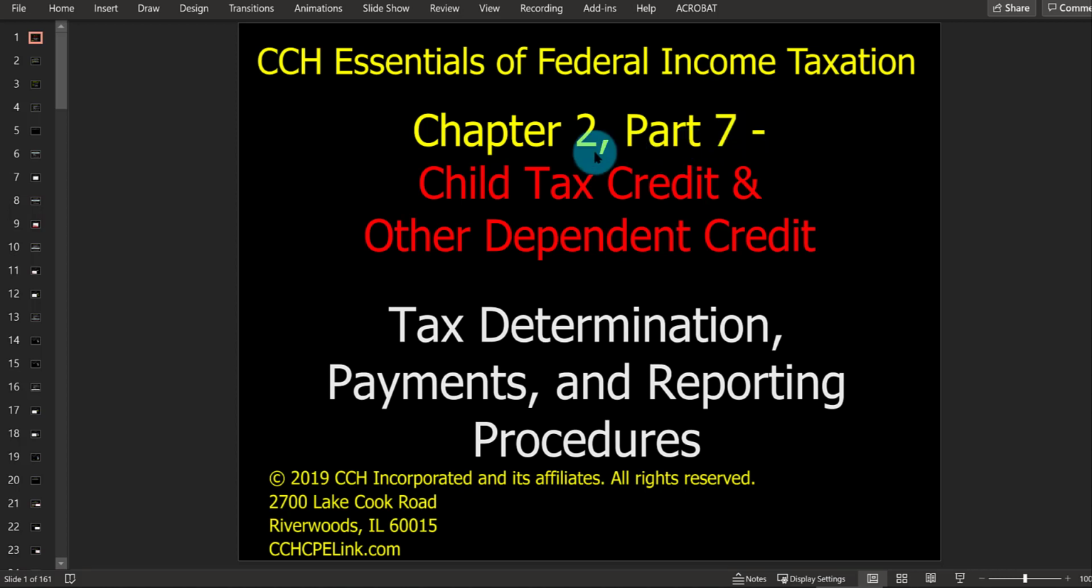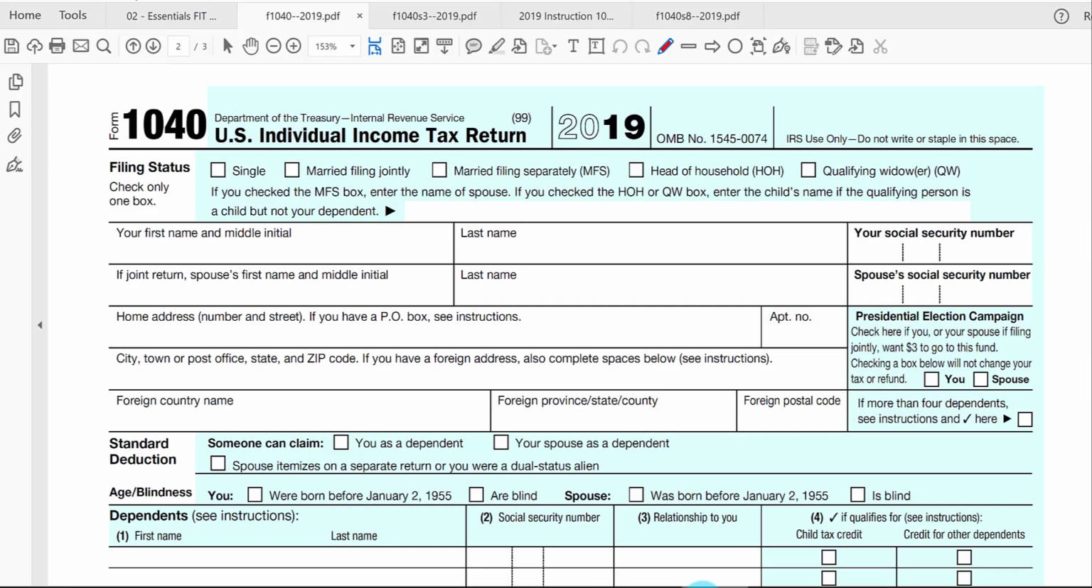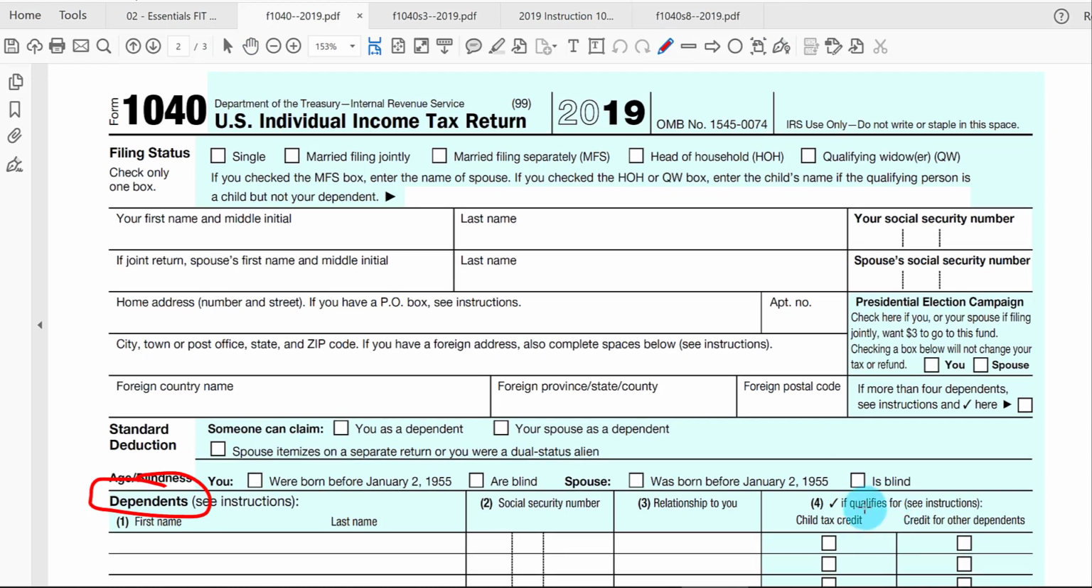Here's part 7 of our chapter 2 video lecture, where we're going to have an overview of calculating the child tax credit and a similar credit called the other dependent relative credit. If you remember when we were working with the 1040 form, there was a section called dependents, and we were checking off a box whether that dependent is a qualifying child. A qualifying child for this credit is a child under age 17.